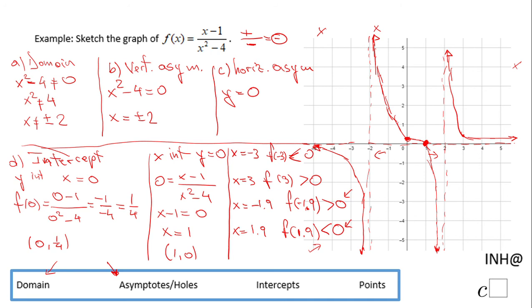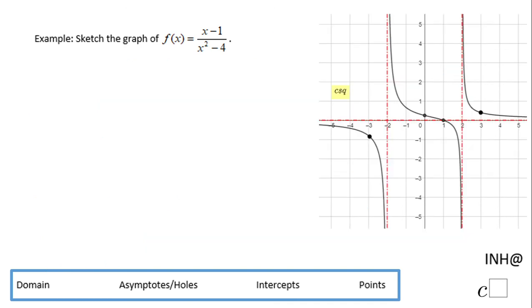I have a better graph here, and you can see pretty much the same thing, the same points, asymptotes, and so on.